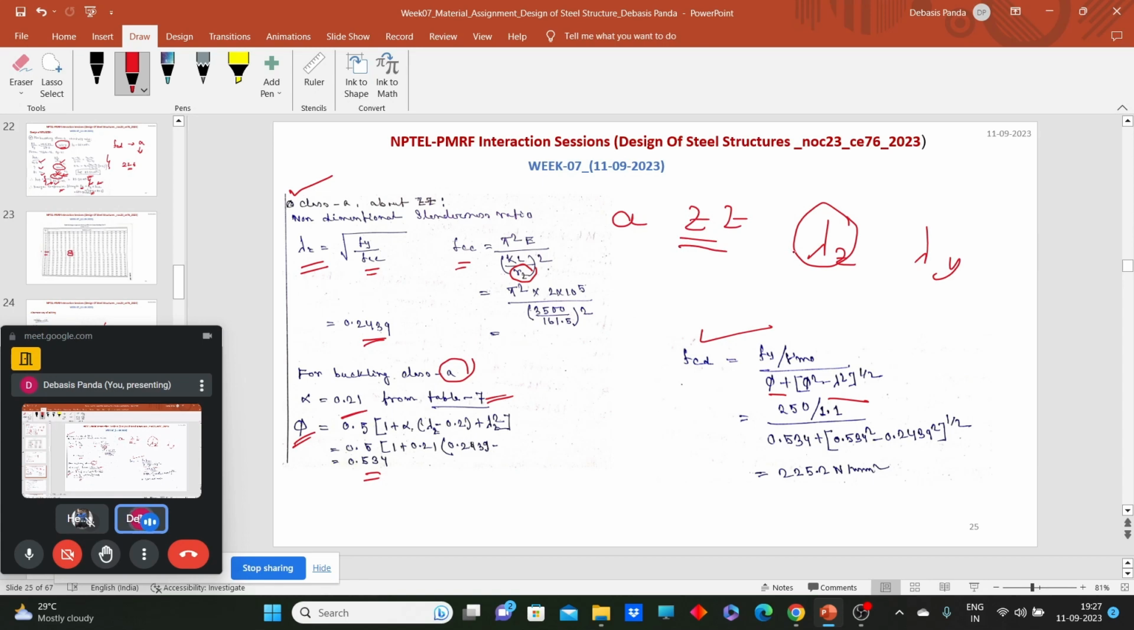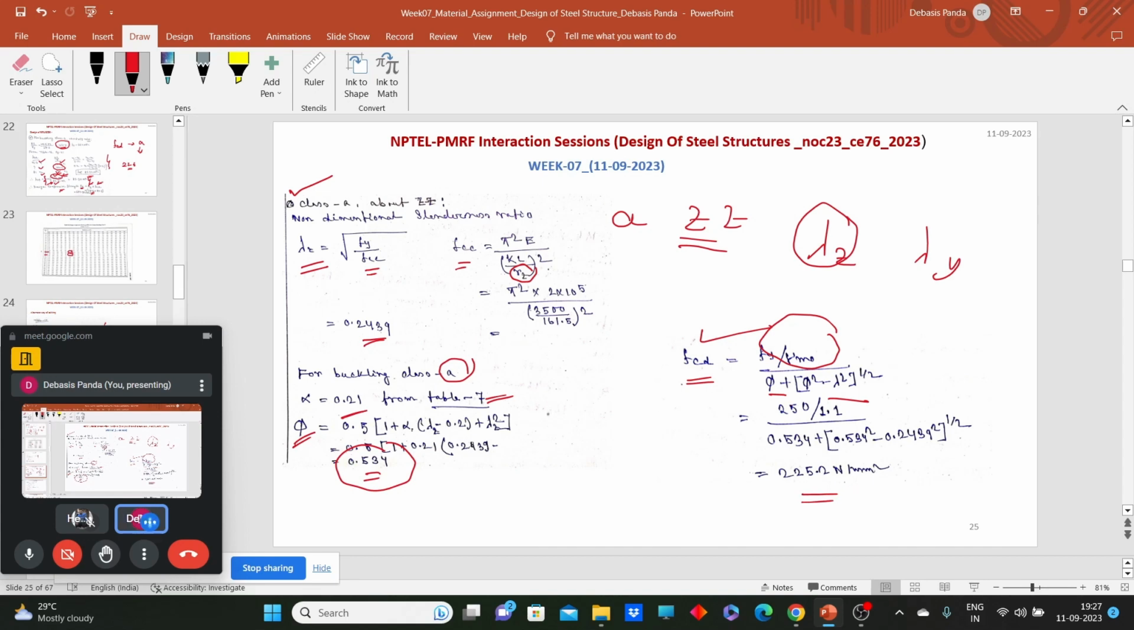But we have seen that the I section also comes under buckling class B about its YY axis. So these calculations are for this. Now we can calculate the FCD value. Put all these values in the equation: Fy by gamma m0 into phi value, which we have calculated as 0.534. The FCD value comes as 225.2.